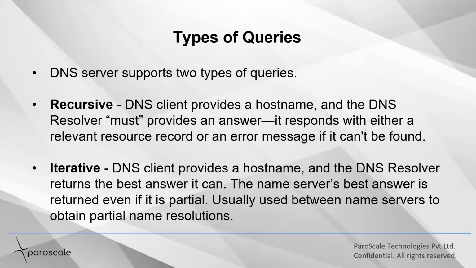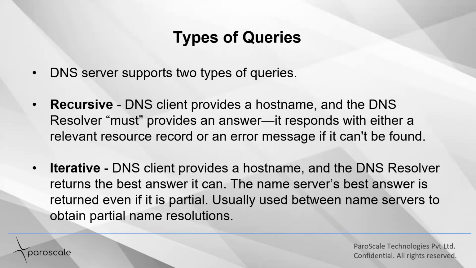Then queries. DNS supports two types of queries, recursive query and iterative query. A recursive query is like this: a DNS client provides a host name and the DNS resolver must provide an answer. It responds either with the relevant record or, if the record is not found in its database, it just sends an error message that it can't find it.